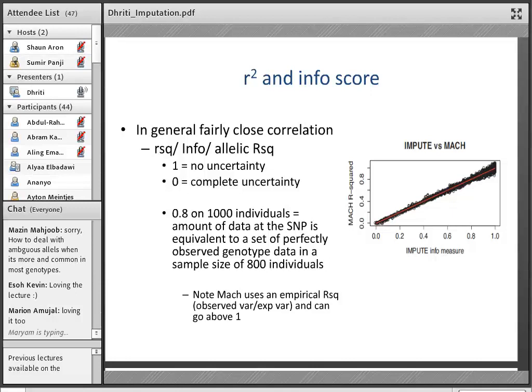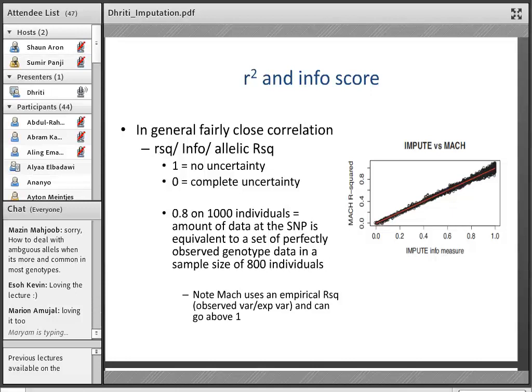Similar to R square, the info score also ranges from 0 to 1, where 0 means complete uncertainty, and 1 means no uncertainty. That is, it's as good as sequence or true genotype data. The closer the info score value is to 1, the better the imputation.